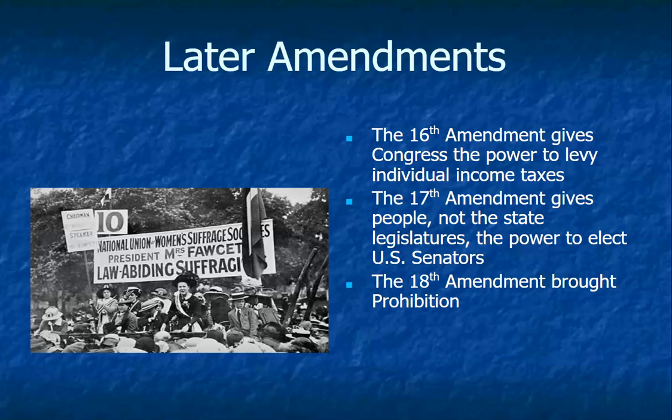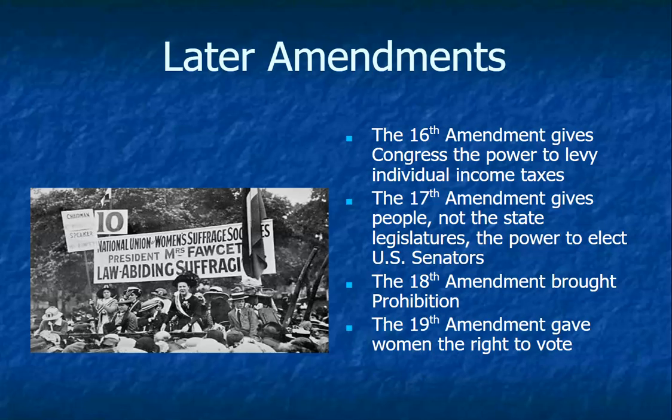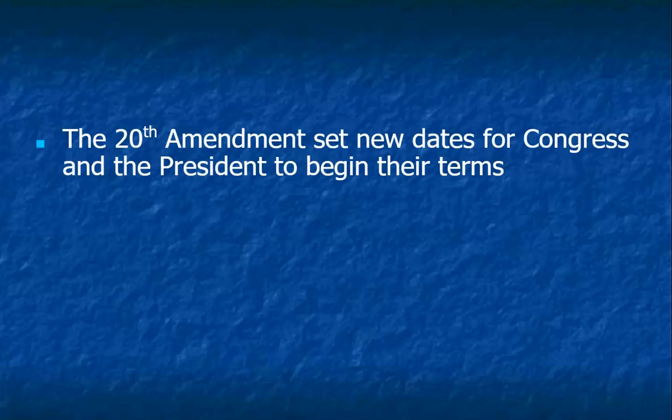The 18th Amendment brought prohibition, no more drinking. That's the one that outlawed alcohol. The 19th Amendment granted women the right to vote. The 20th Amendment set new dates for Congress and the President to begin their terms. They didn't used to begin until March, but the new dates now begin them in January.